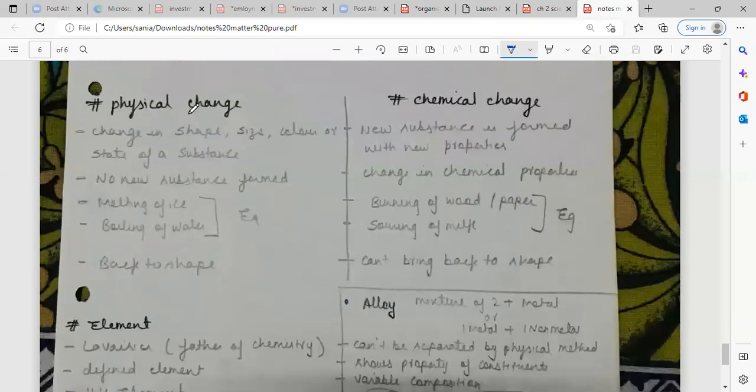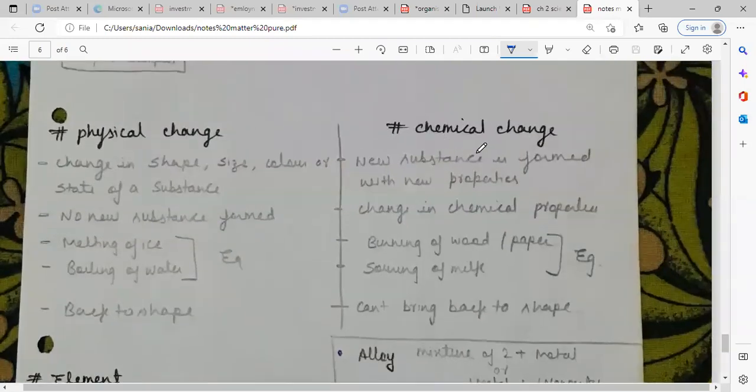So now today we will do this: physical change and chemical change. So ma'am, what is physical change and chemical change? So physical change is a change in shape, size, color or state of a substance. That is a physical change. Whenever you are converting something and its shape changes, color changes and its size changes, that is physical change. And chemical change is when a new substance is produced with new properties. That is a chemical change.